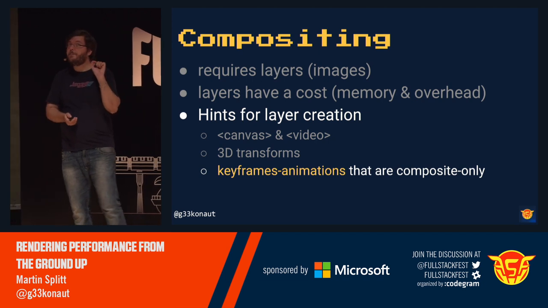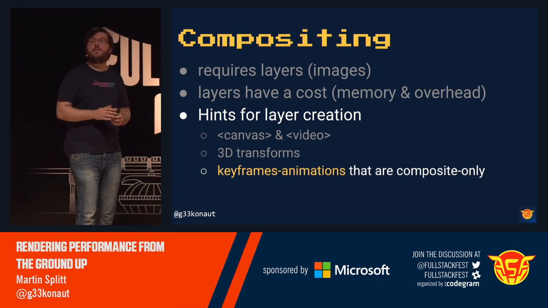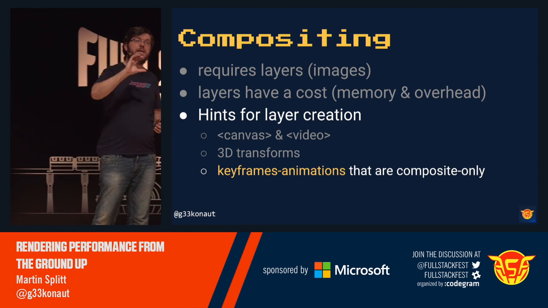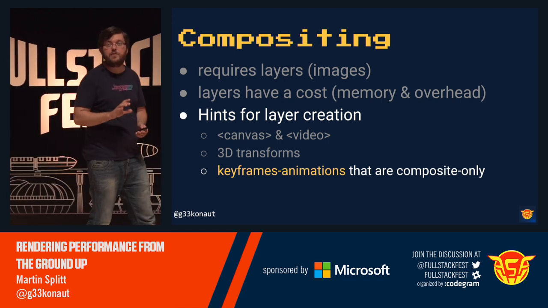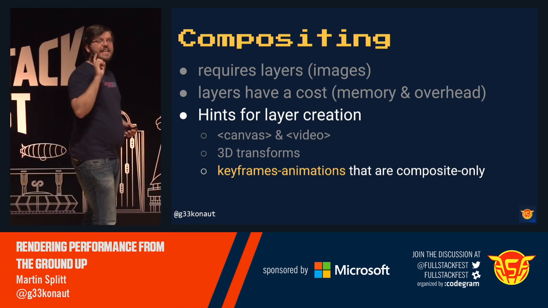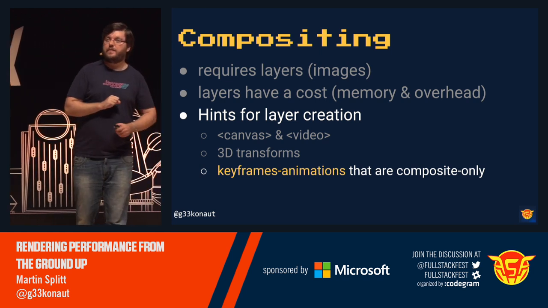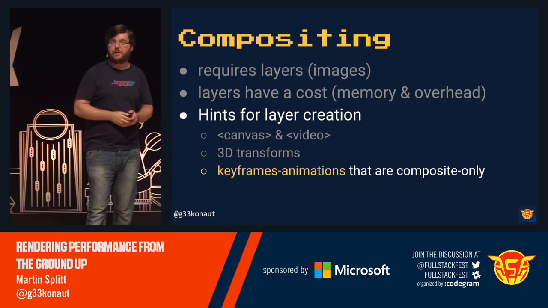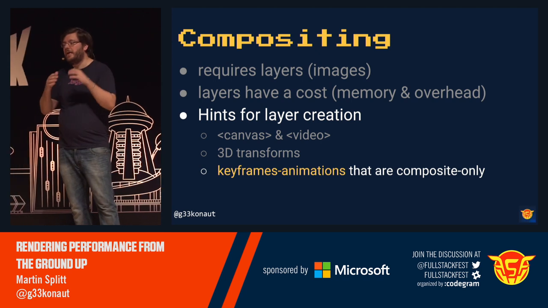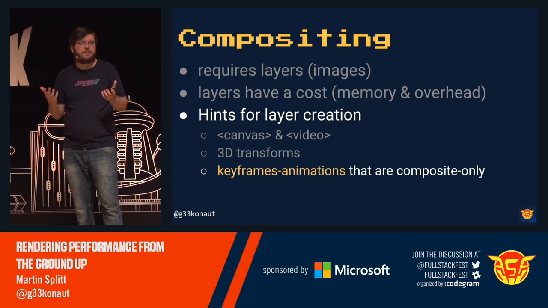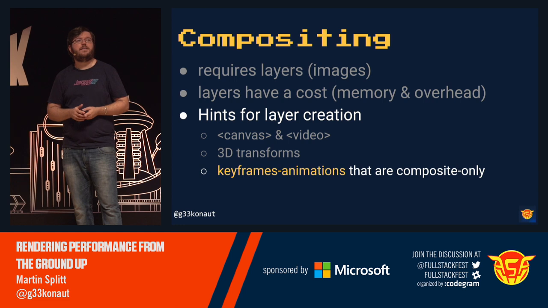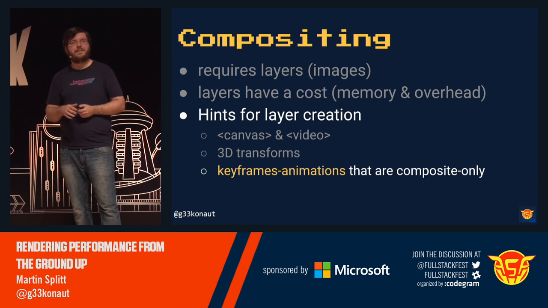And then if you have an animation, no matter what kind of transformation it is, if it's an animation that can be mapped to one of the things that compositing can do, like moving things around, then that also is popped into a separate layer and composited. But only if it's that. If you change color or something, right? No, that can't be composited, then it's still painting.